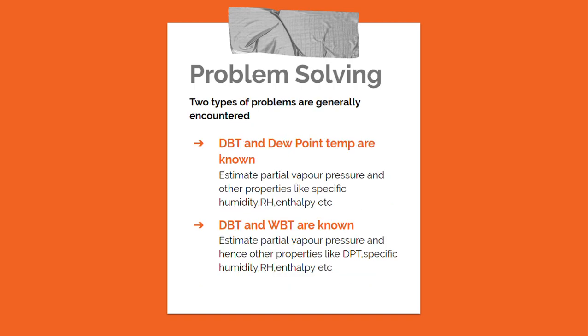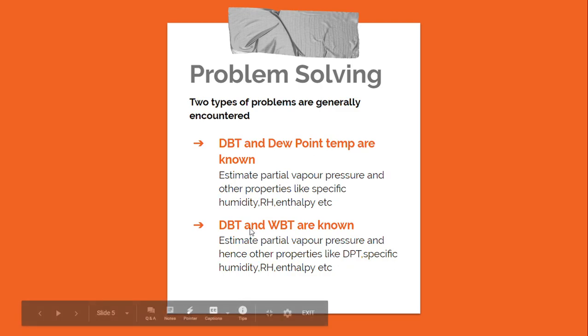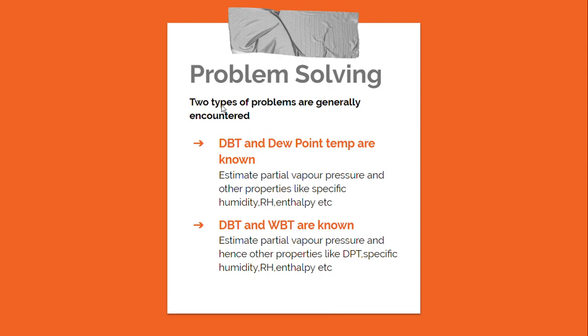So we are interested in learning how to solve numericals of psychrometry using the steam tables, getting the properties using the steam tables. So I categorize the numericals into two types. There are many types, but these two types of numericals are generally encountered. And what are those two types?